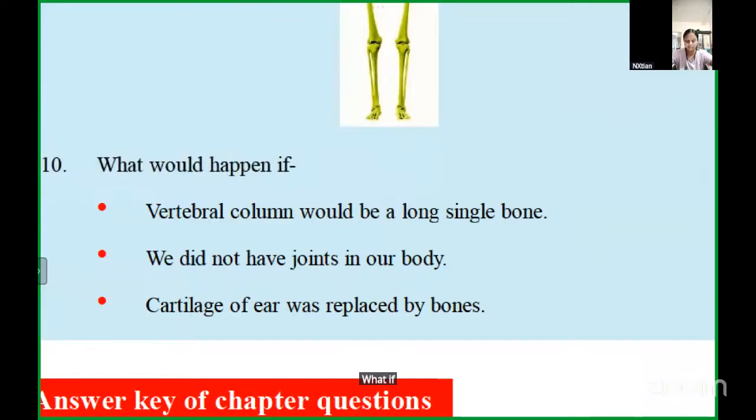What would happen if the cartilage of the ear was replaced by bones? Cartilage of the ear was replaced by an actual bone.